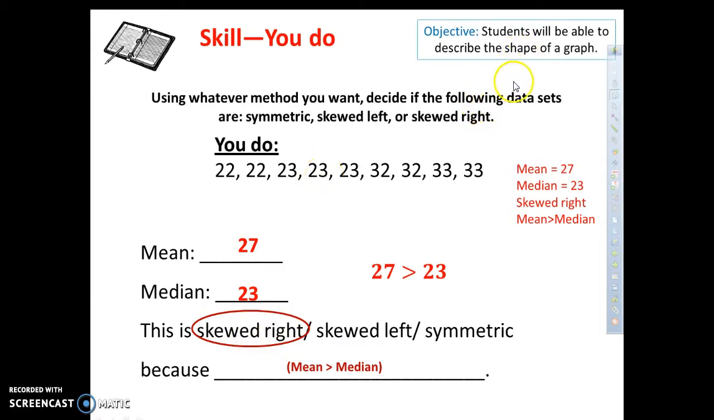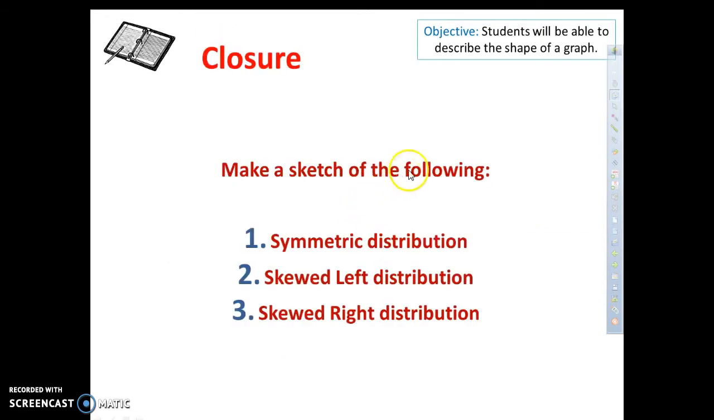Okay, we were able to accomplish our objective and describe shapes of graphs and data sets. And for our closure on the back, I would like you to just go ahead, sketch the following. Sketch what a symmetric distribution looks like, and sketch what a skewed left distribution looks like, and sketch what a skewed right distribution looks like.